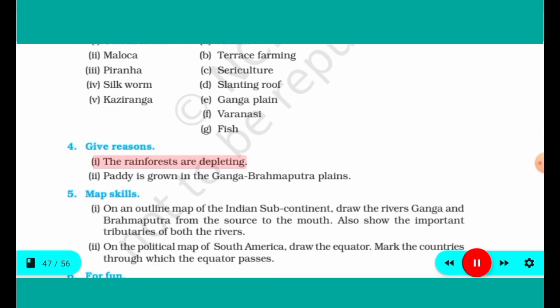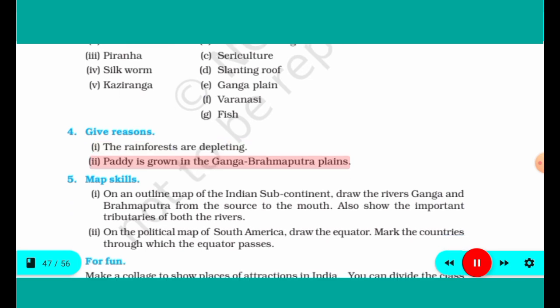4. Give reasons. I. The rainforests are depleting. II. Paddy is grown in the Ganga-Brahmaputra plains.